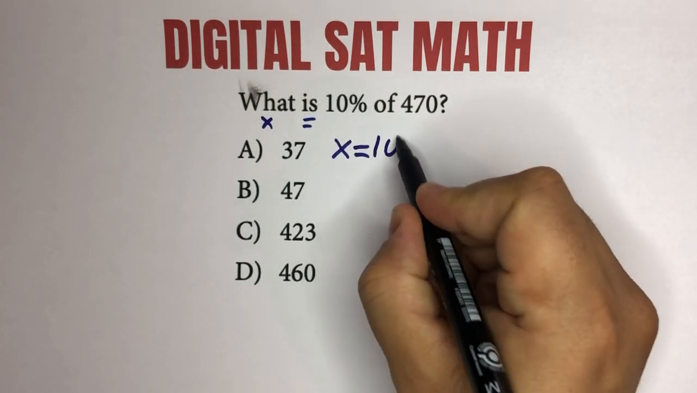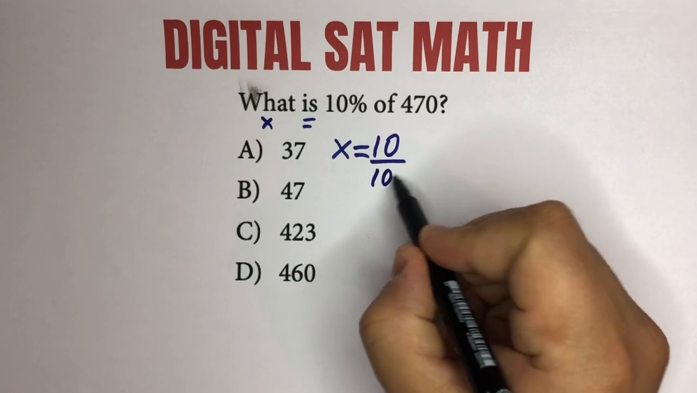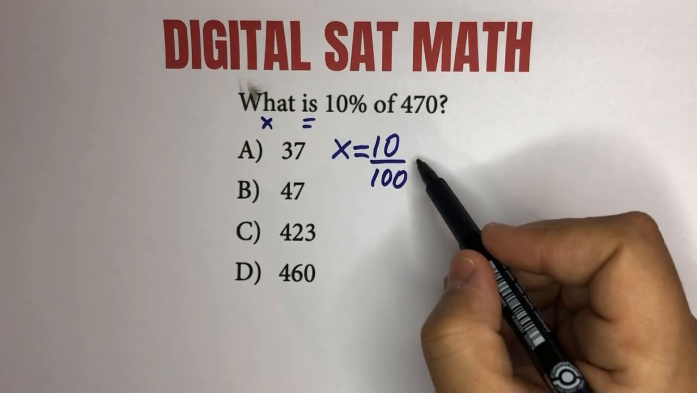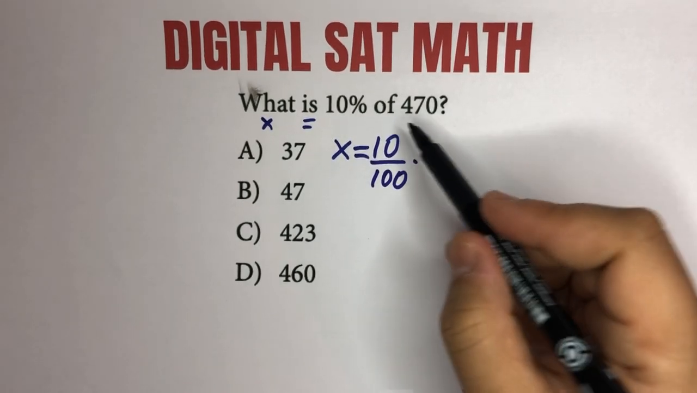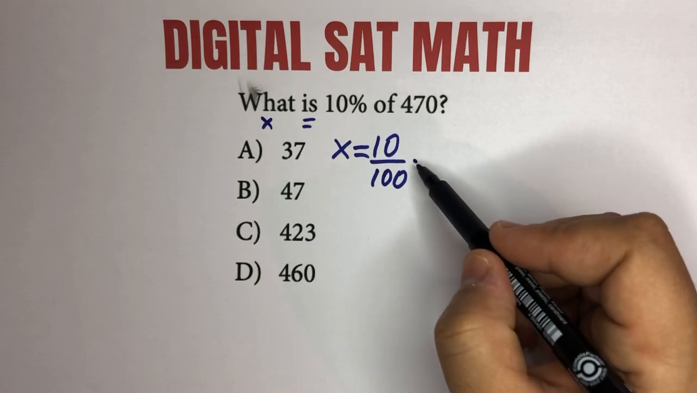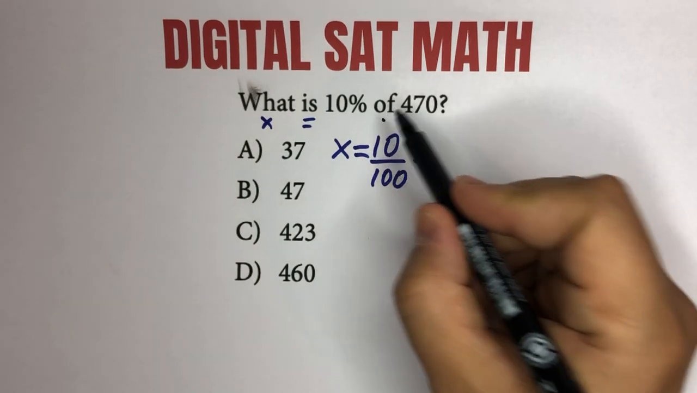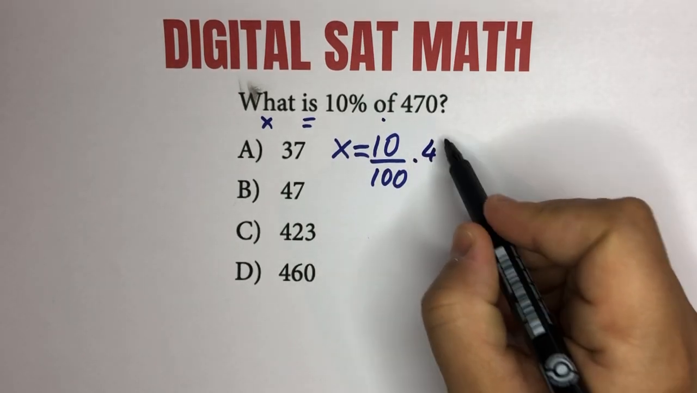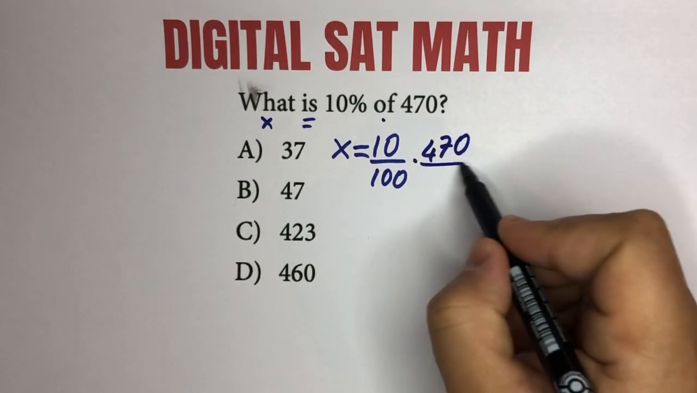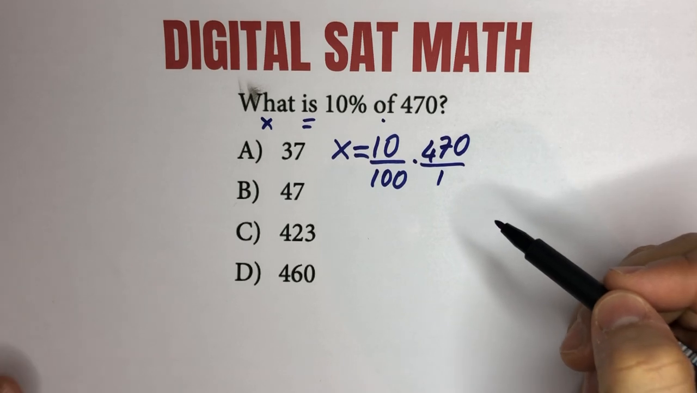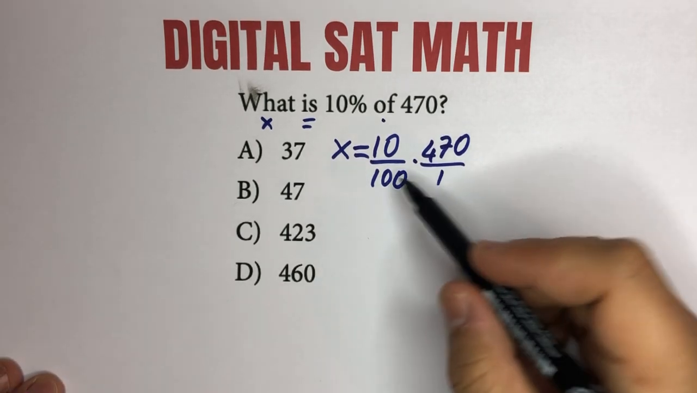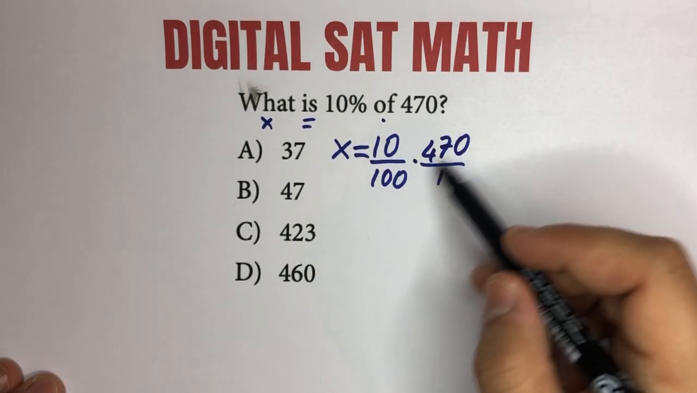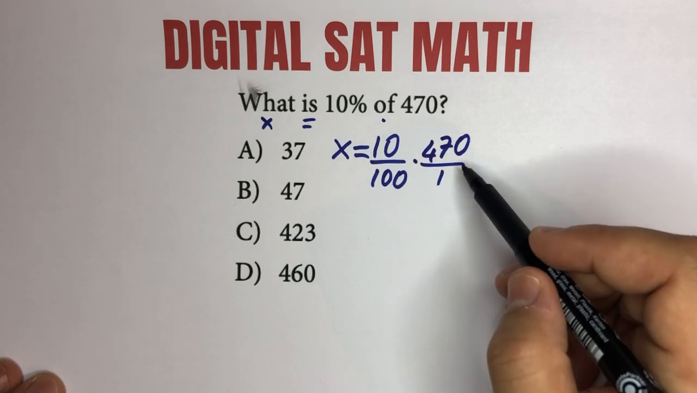10%, that's 10 over 100, times 470 over 1. Why do I say times? Because when you see "of," you multiply in mathematics. So when you multiply 10 by 470 and divide by 100, you will get the answer.